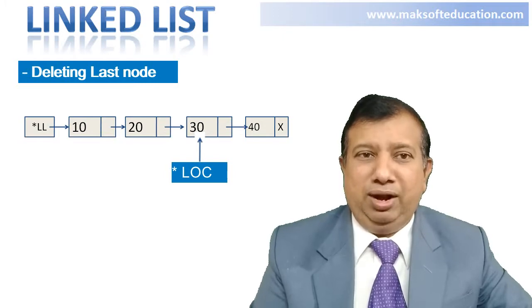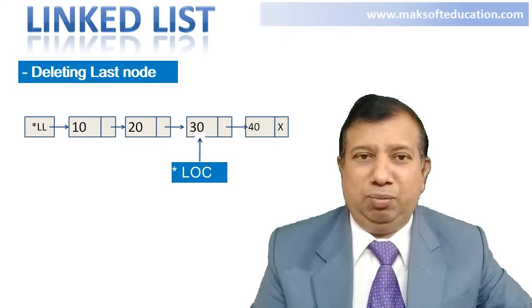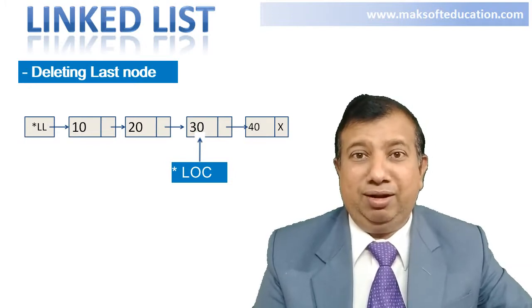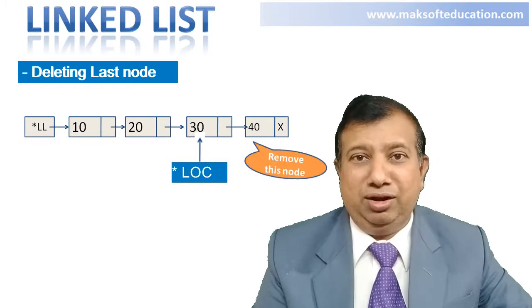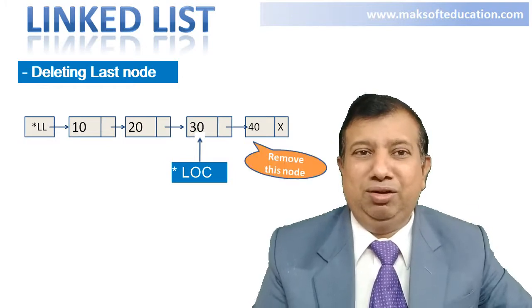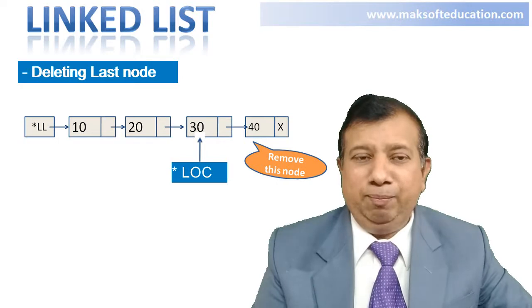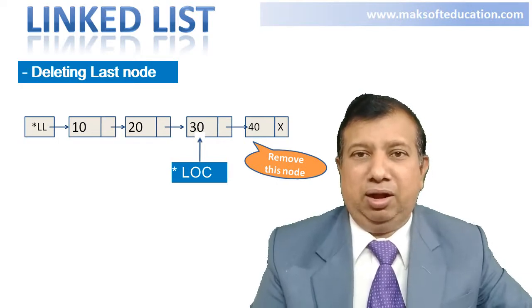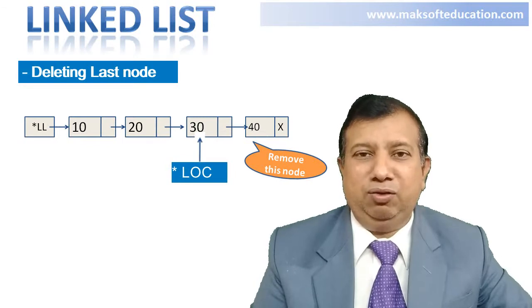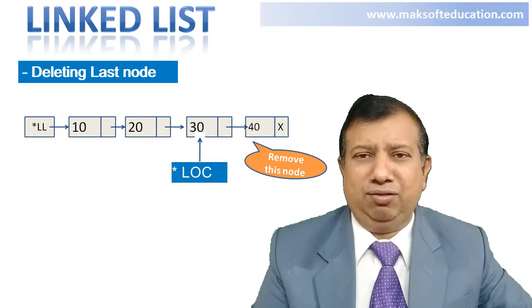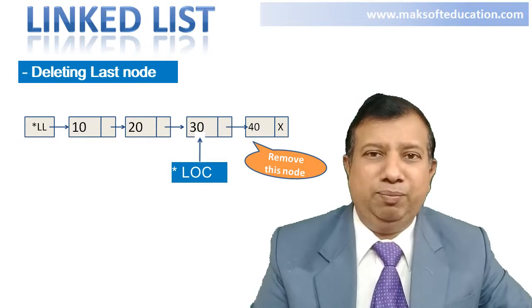Okay. Once we get to this node, the last but one node, what we will do is delete the LOC's link. LOC's link will indicate the last node because LOC indicates the last but one. So we will delete LOC's link and then the link part of LOC will be assigned to null, and thus we will delete the last node from the linked list. Let us write the algorithm for it.